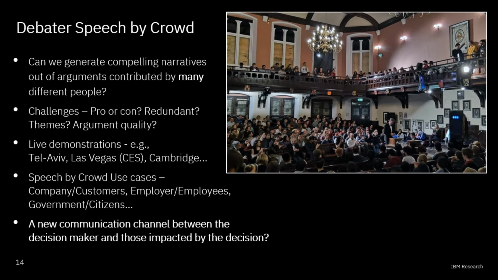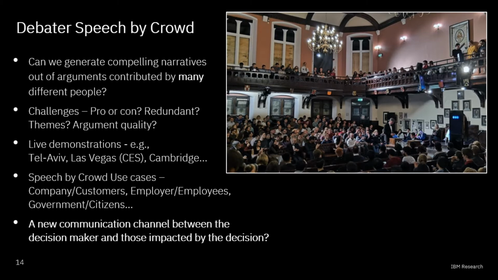And we demonstrated this system, which we refer to as Debater Speech by Crowd, in several events, including a very interesting debate that we had last year in Cambridge, UK, and you can see a picture from this debate in the slide, where the Debater system used Speech by Crowd in order to represent the voice of the people, delivering the pro and con opening speeches of the debate, and then the debate proceeded with human experts. The topic of that debate, by the way, was whether artificial intelligence will bring more harm than good.